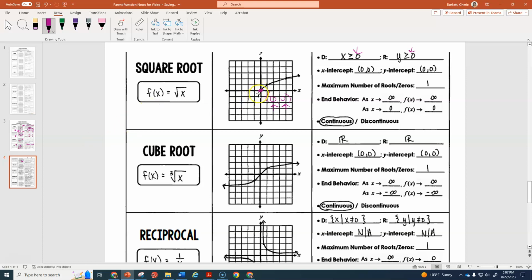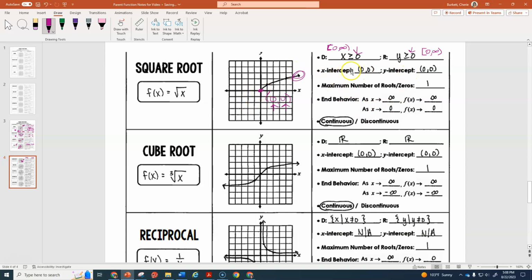So this starts at 0, 0, but it goes forever toward the right. That's why it says x is greater than or equal to 0. Remember, that's inequality notation. In interval notation, that means we're starting at 0, but it's going to be a bracket because we are including 0, and we're going to infinity. And same thing for the range. We're starting at 0, but we're going to go to positive infinity, because the arrow is going up. Infinity always gets a parenthesis.